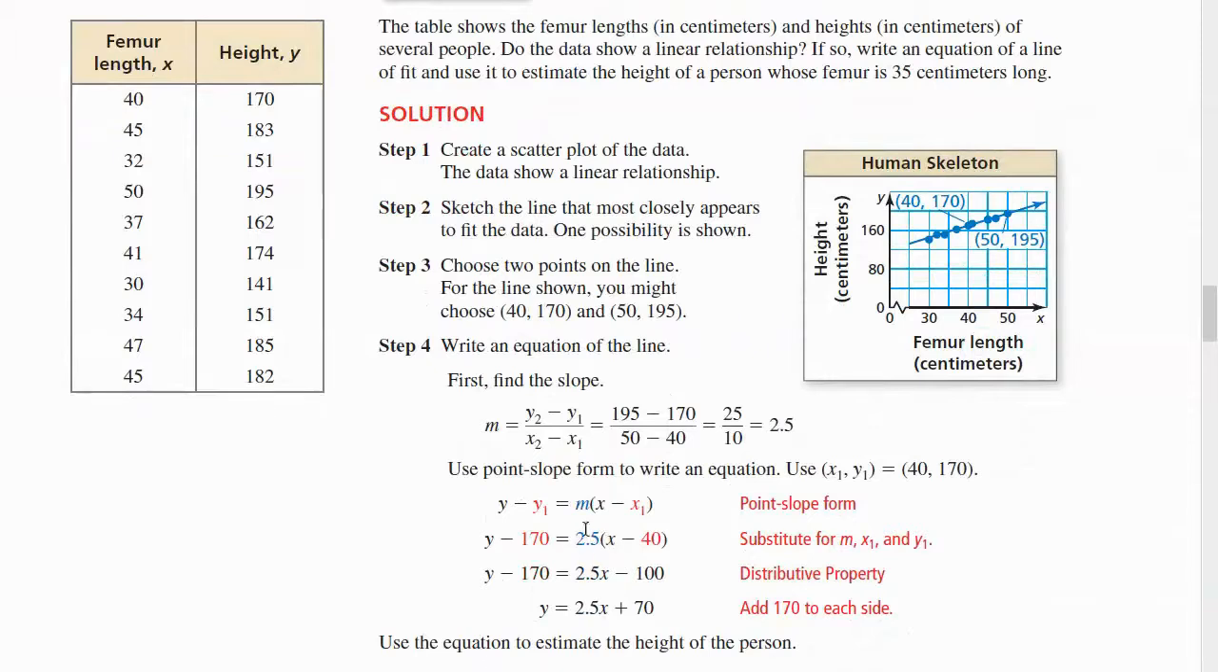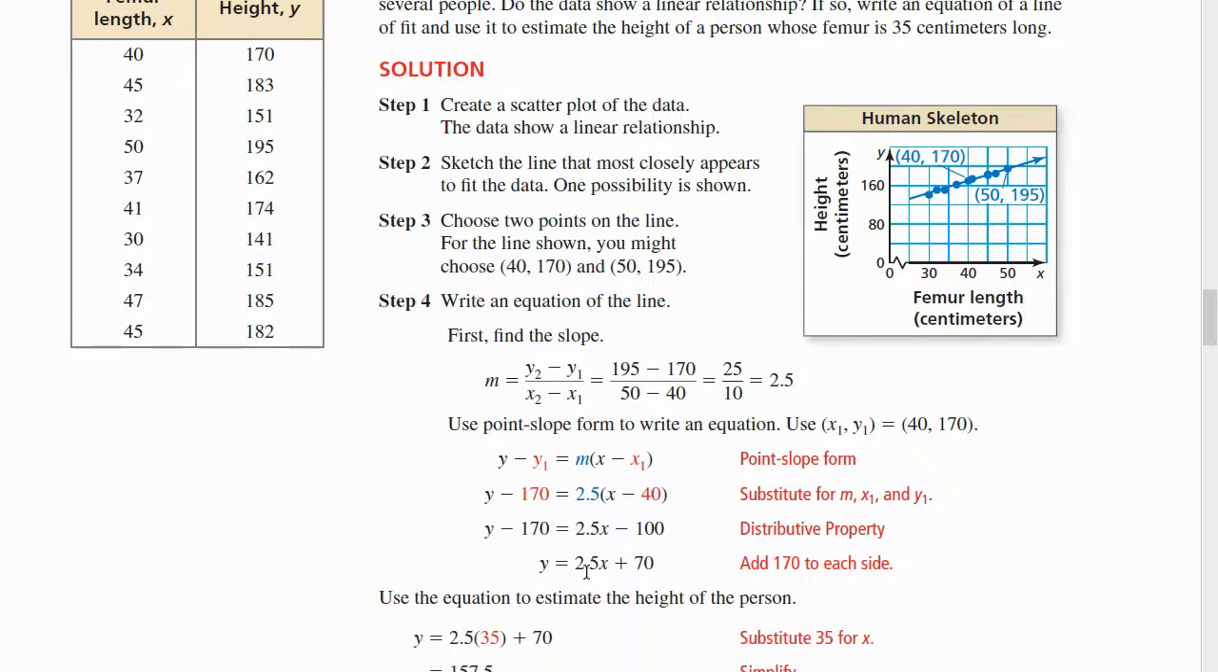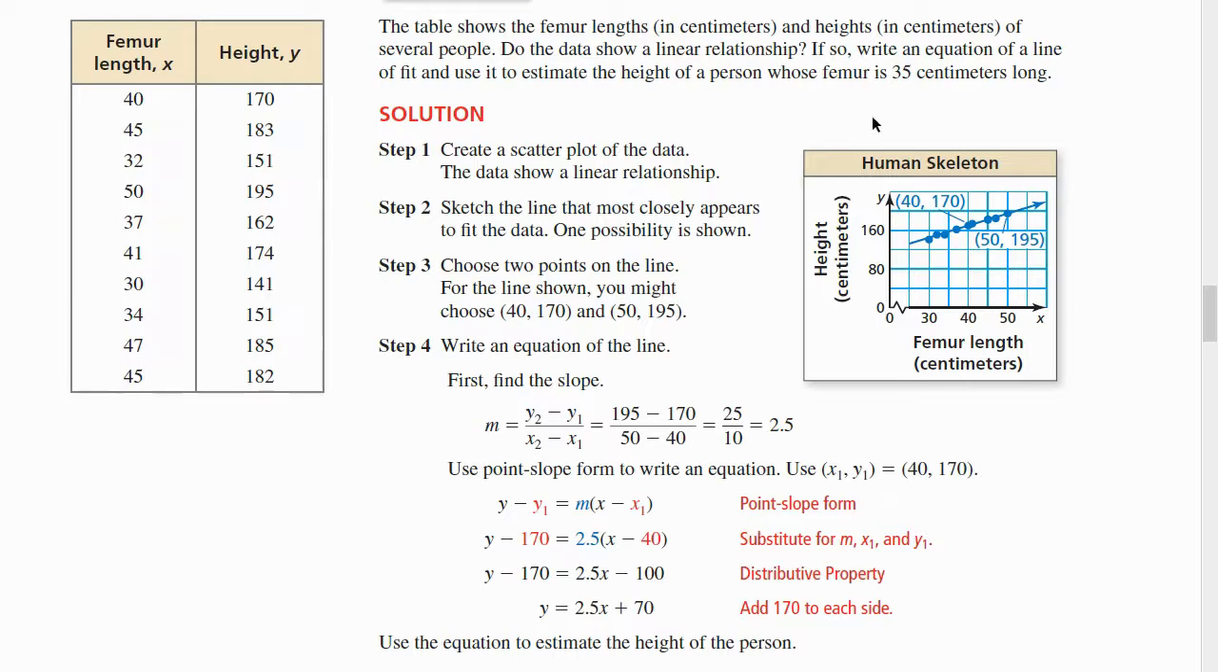So once you have your m of 2.5, now choose one of those points. They chose this one, and plug it in. x1 here is 40, y1 is 170, and then again, just solving this, distributing your 2.5 to both of these, you would have 2.5 times x, 2.5 times 40 is 100, add 170 to both sides, and you get this lovely equation here, which we know the slope is 2.5, we know the y-intercept is 70, but the question is, do they show linear? Yeah, obviously they do.